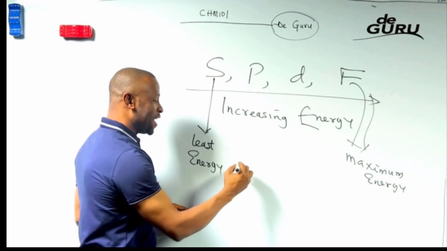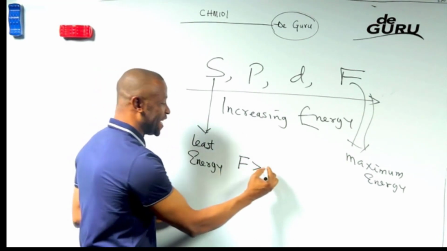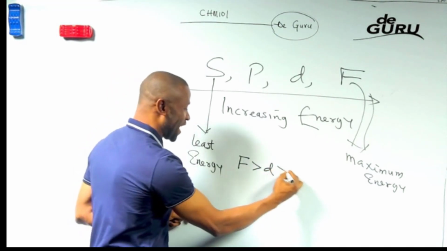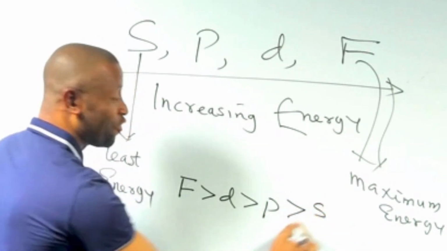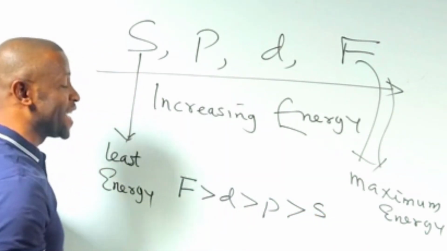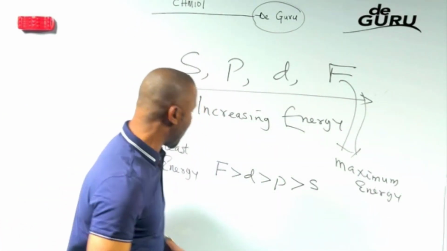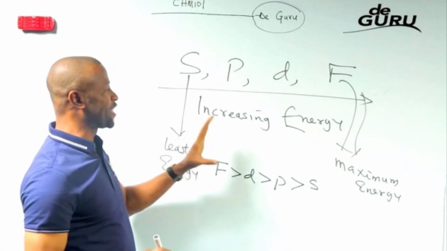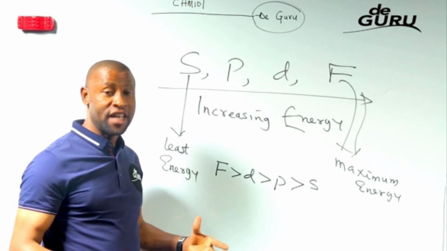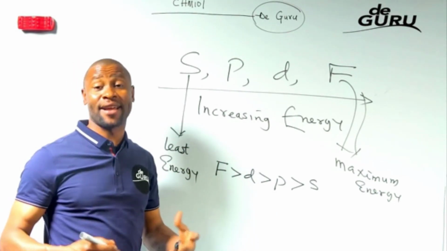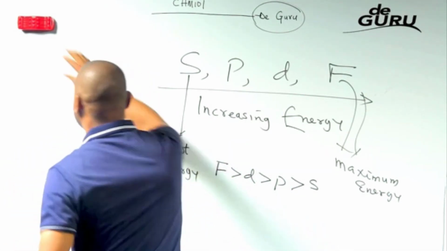It means that the energy of f is greater than the energy of d, which is greater than the energy of p, which is of course greater than the energy of s. So s has the least, whereas f has what, somebody? The maximum. All right, let's progress. That is classifying them based on their what, somebody? On their energies. Now let's return to how we can classify them using their carrying capacities. That is the maximum number of electrons they can contain. All right, let's go there.